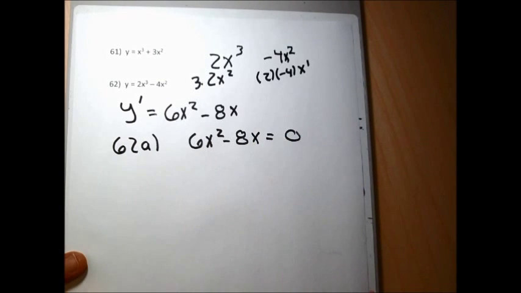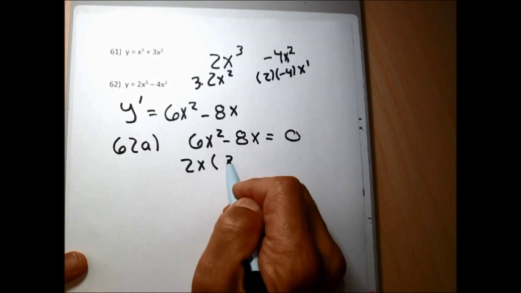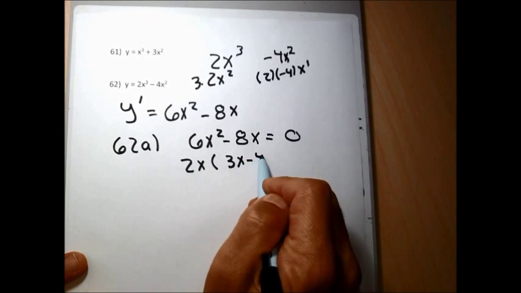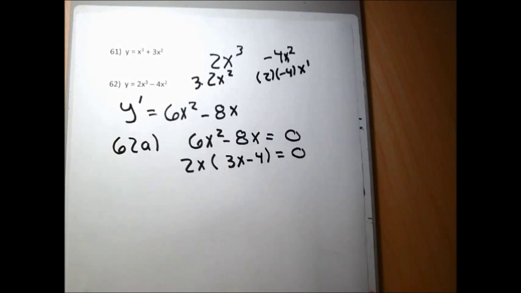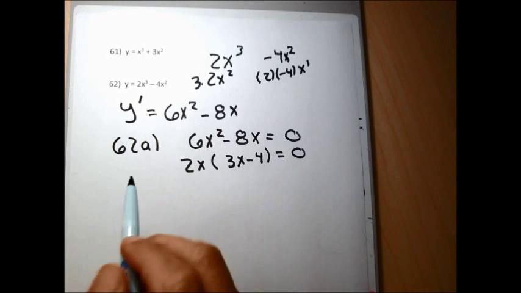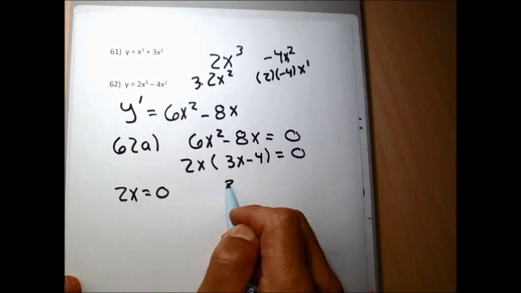I'm going to factor out the common factor of 2x, and that's going to leave me with a 3x minus 4. When you have something that has a square that's set equal to 0, the best strategy for finding the values of x that solve that equation is to factor. If it doesn't factor, you might have to use some other strategy like the quadratic formula. So now I have it factored. I'm going to split the factors up and set each one equal to 0.